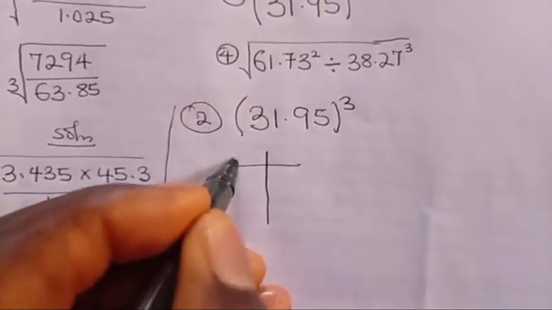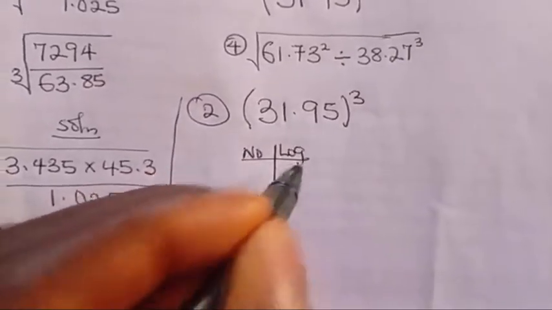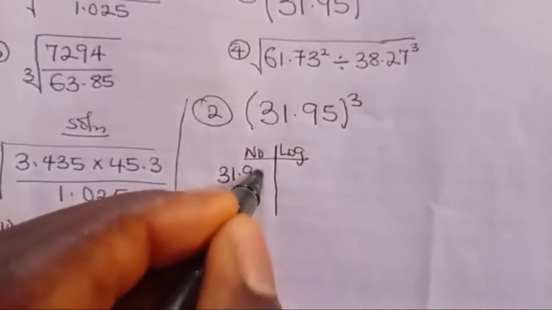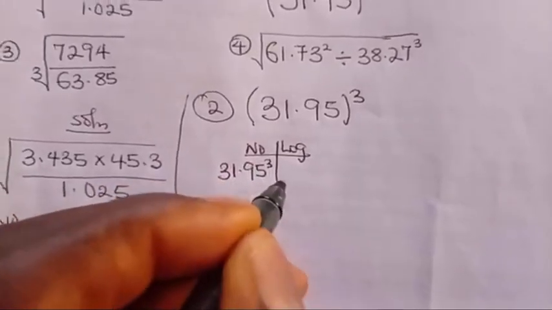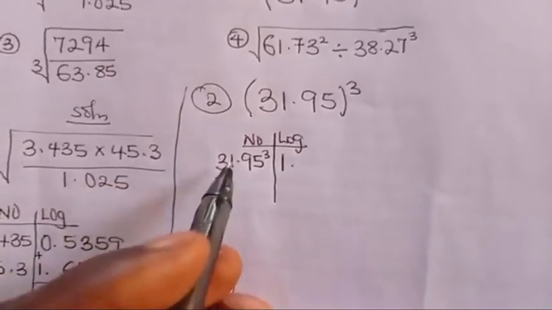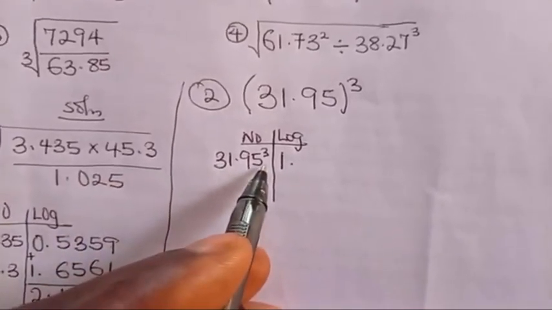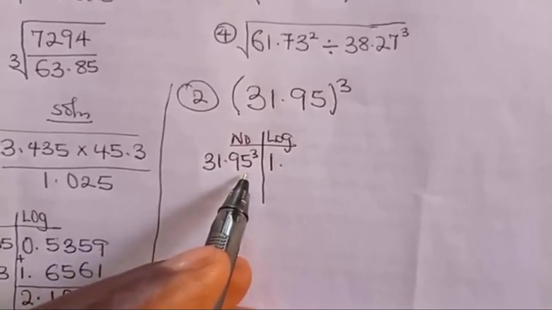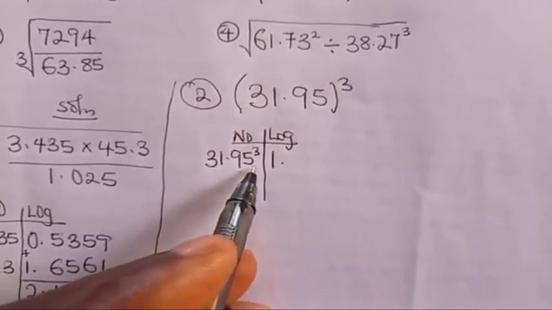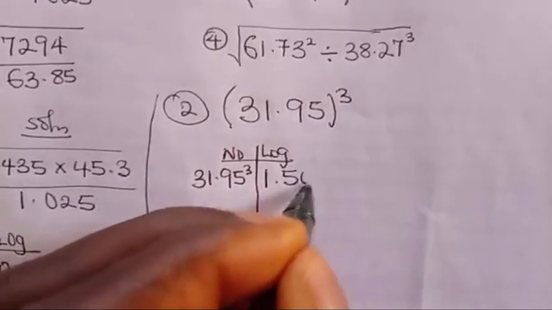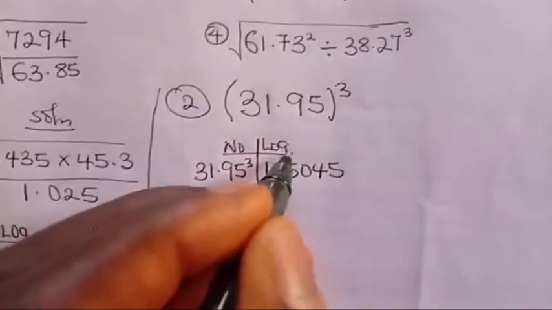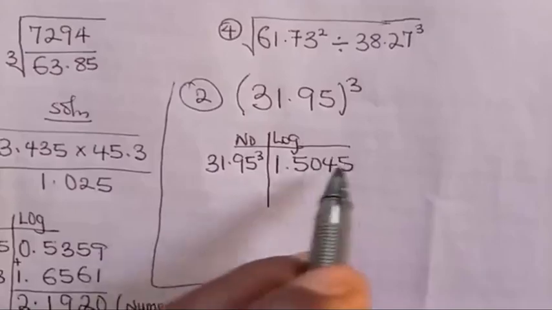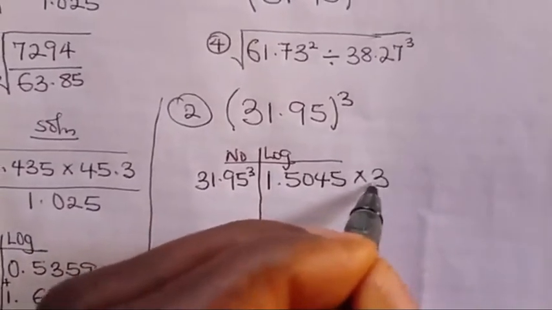So first, we have our number and log respectively in this table form. 31.95 raised to the power of 3. The characteristic here is 1. So we'll check for 31 under 9, difference of 5, and you are going to have 5045. So it is this 1.5045 that will now be multiplied by 3.